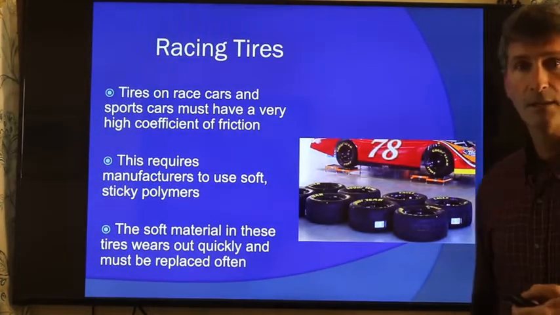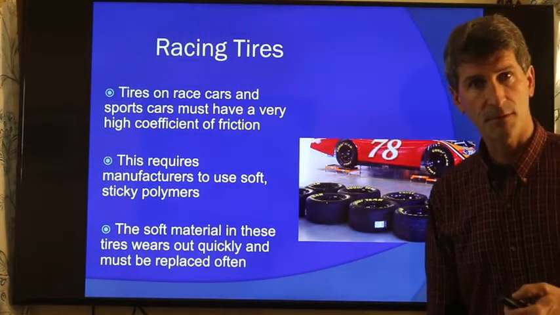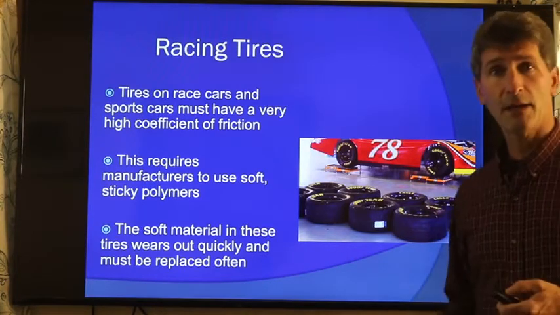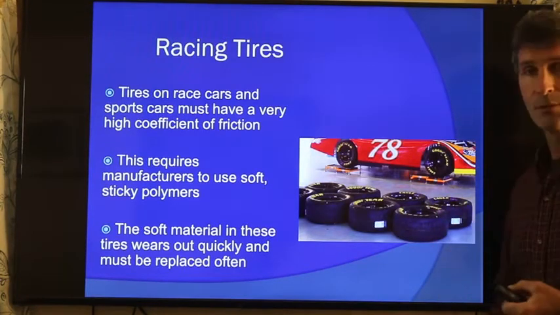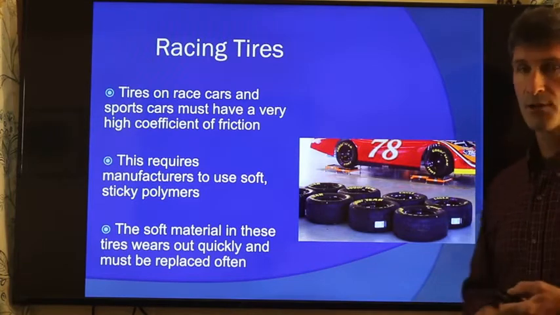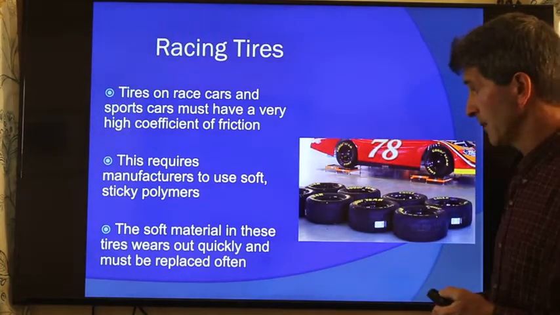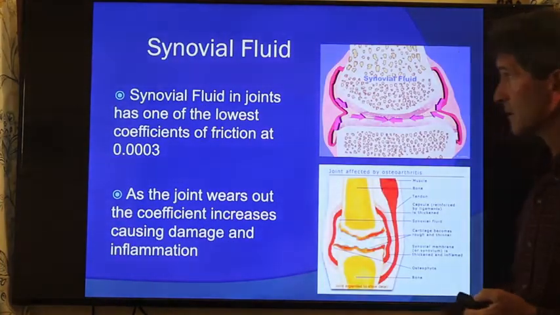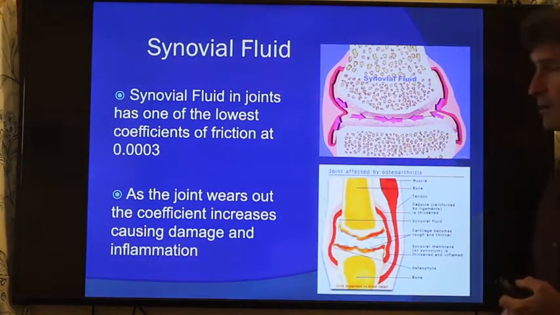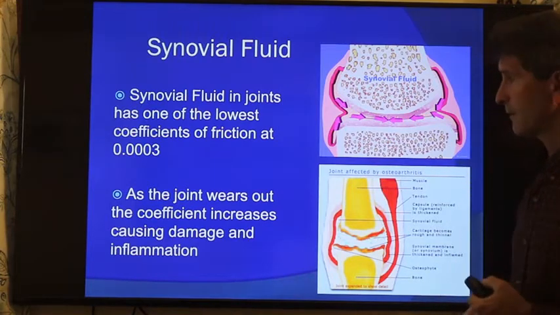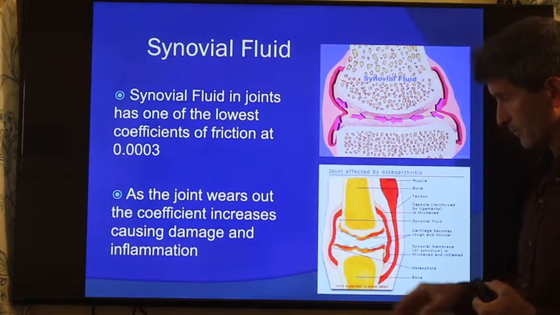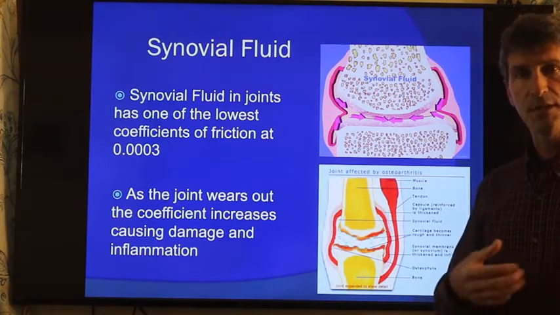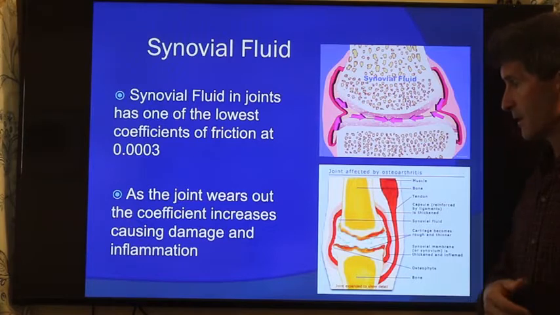In racing, they actually use soft rubber because of its very adhesive properties. The soft rubber will wear down very, very quickly, and you have to replace these tires, but it keeps the car in contact with the track so it doesn't slip off the road. And as we said, our joints are lubricated with synovial fluid, very, very low coefficient of friction. When our joints wear out, we get arthritis, and this arthritis causes the joint to swell, giving us quite a bit of pain.